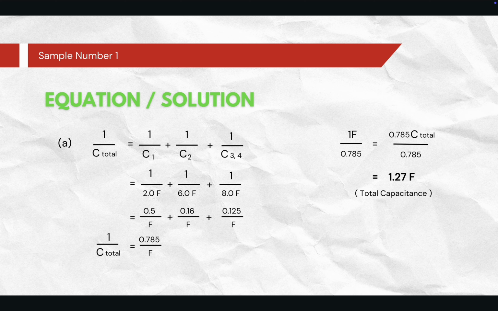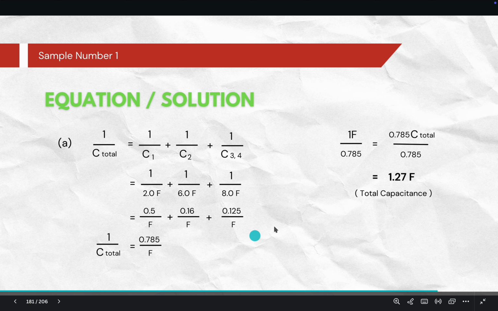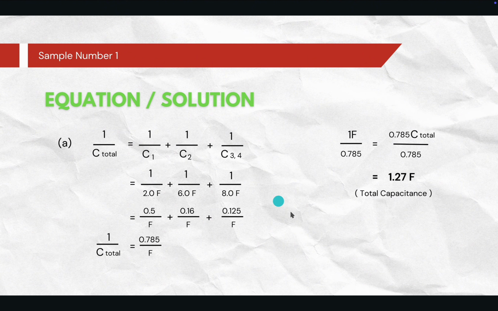So, ganun lang din, 1 over C total. Ito yung series. So, 1 over 2.0 is equal to 0.5. 1 over 6.0 is equal to 0.16. 1 over 8.0 is equal to 0.125. Then, i-add lang natin yung tatlo. Magiging 0.785. To get the total capacitance of the series is 1 over 0.785 is equal to 1.27 F. Yan ang total capacitance ng series.